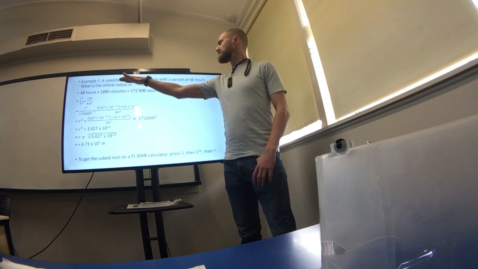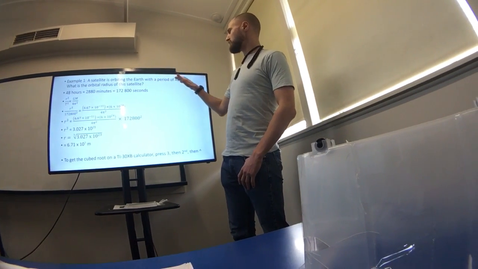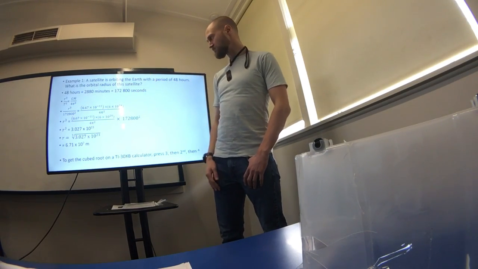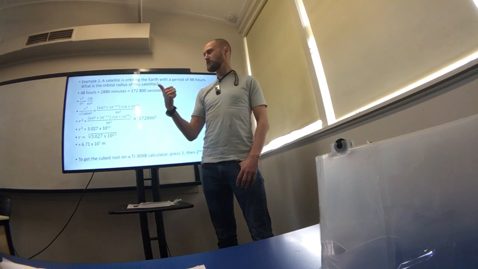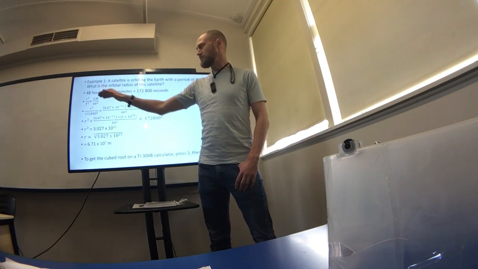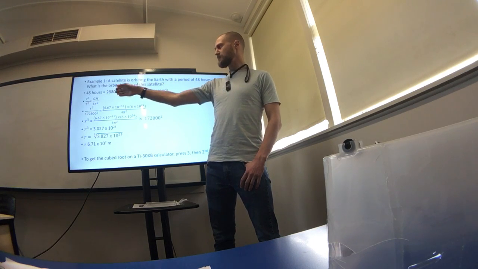But example 1: a satellite is orbiting the Earth with a period of 48 hours. What is its orbital radius? What is the orbital radius of this satellite? So first of all, I need to have standard units. This tells me that the period is in hours. I take the hours and I times that by 60 to get how many minutes I've got.